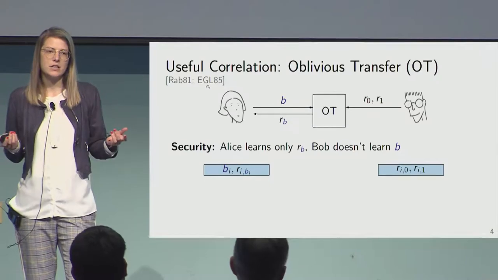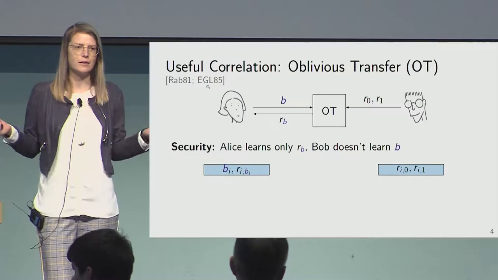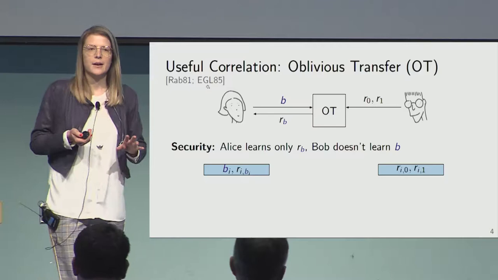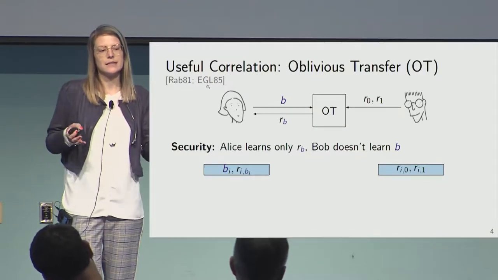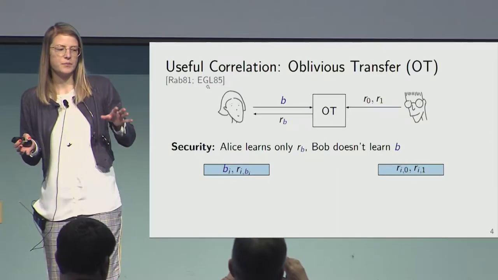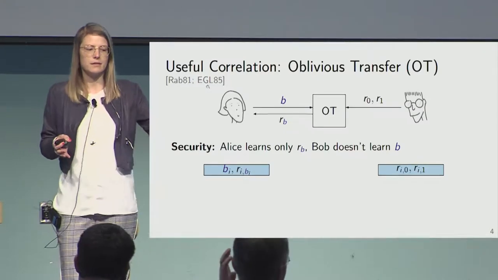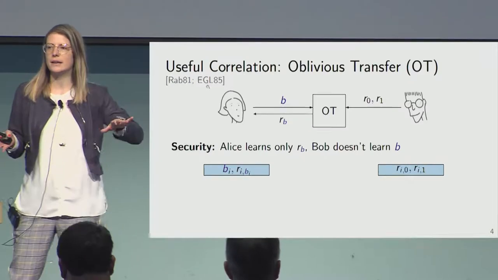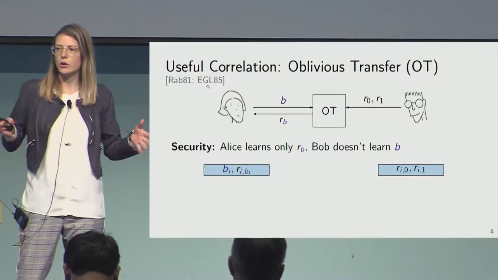And the correlation I want to focus on today is oblivious transfer. We have already seen it briefly in all the talks before today. So just to briefly recall, Alice and Bob execute a protocol such that Alice learns exactly one of Bob's two messages, and Bob doesn't learn anything about which of the two she learned. And the correlated random strings will look then something like the blue parts that you see here, where you have the input and the output of Alice and Bob.